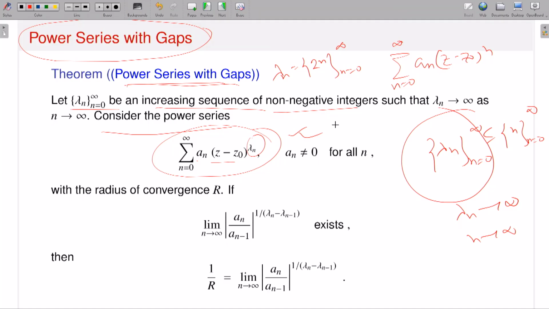I mean there is a gap. Odd power it is not taking. So this kind of series is called the power series with gaps with a radius of convergence r. But there is a different formula.